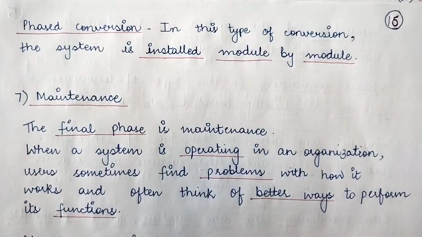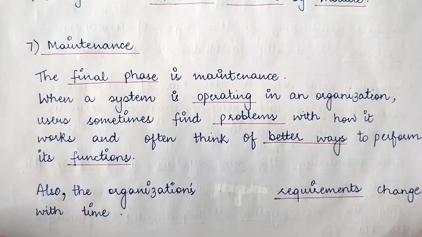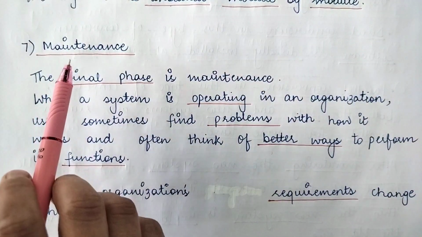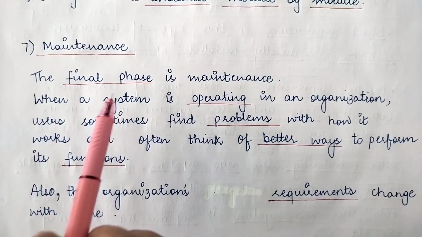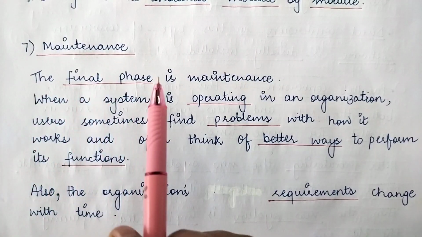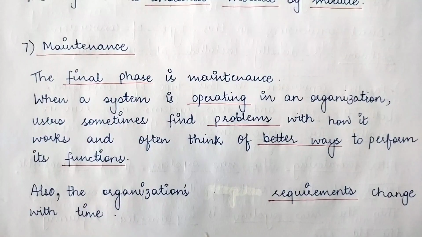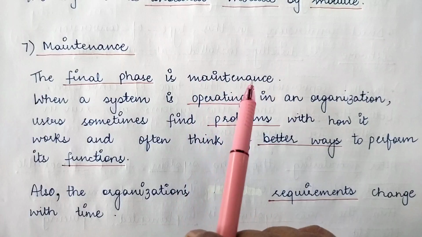This is phased conversion. Now the last phase is the maintenance, and as I said, unlike other phases, this is an ongoing phase because you need to maintain your system throughout the life cycle, throughout the life of the organization, unless you want a completely new information system. So the final phase is maintenance.